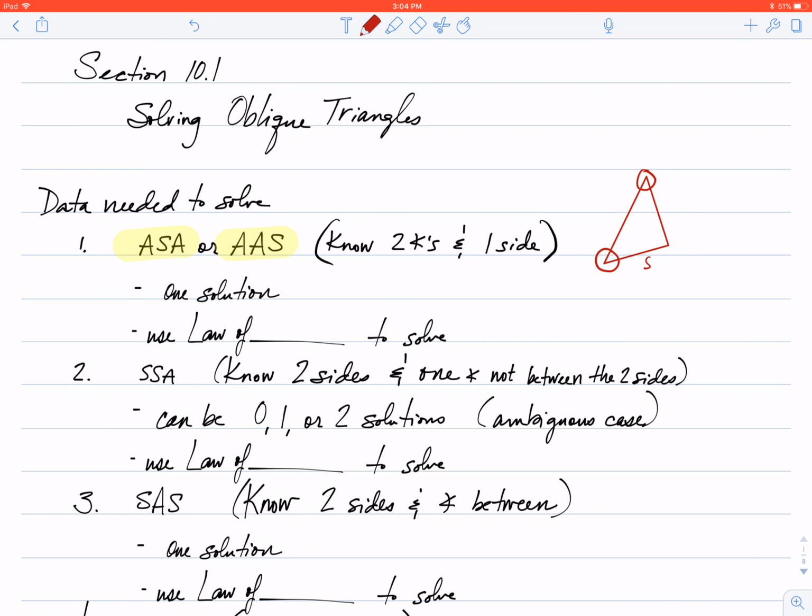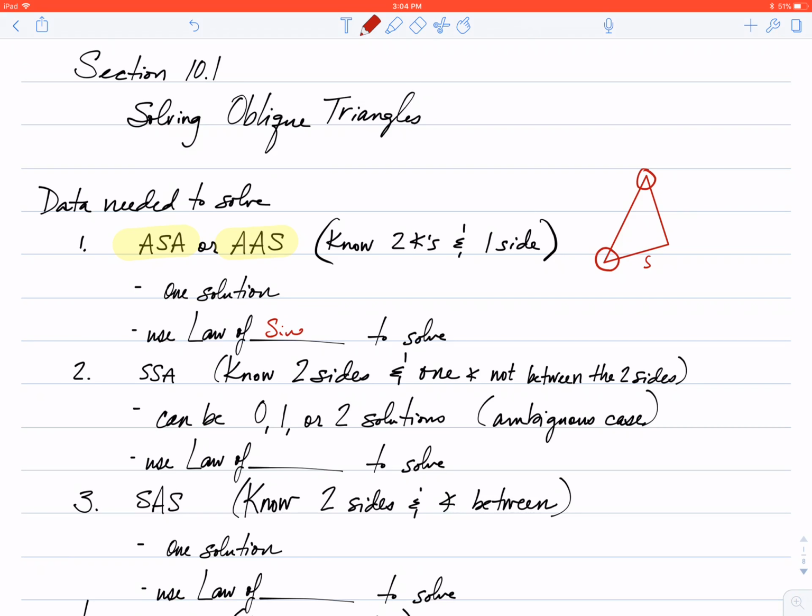Either way, in this case, there's going to be one solution to this triangle. There will only be one way to solve this triangle, and you would need to use the law of sines to solve this set of data.